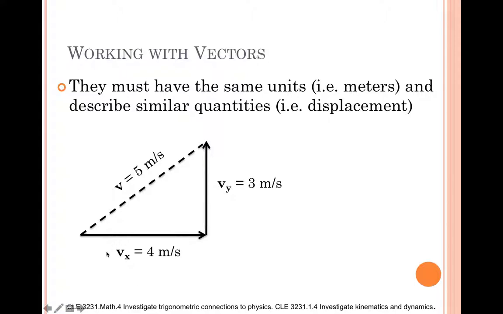You couldn't have a velocity vector here of 4 meters per second and an acceleration vector here of 7 meters per second squared and expect to get anything that made any sense over here. These always have to be the same. So same variable, in this case all velocity, same unit, in this case all meters per second.